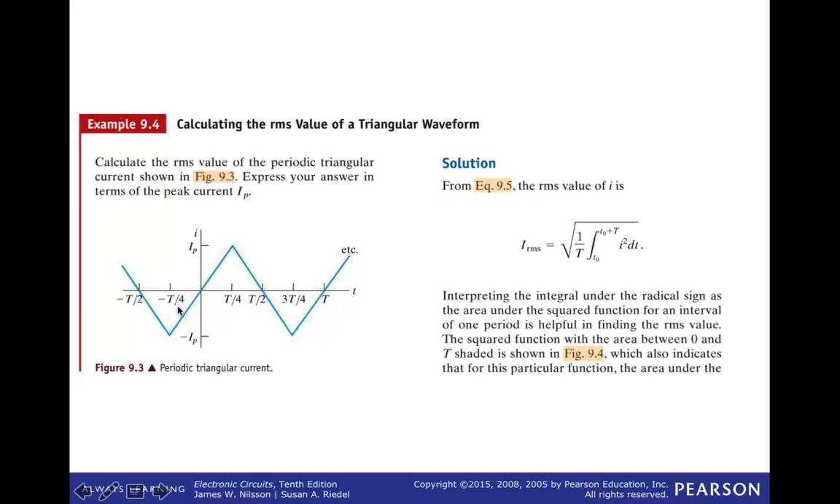Then you would need to find an equation for this line and plug it into the first integral for I, and an equation for this line and plug it into the second part of the integral for I, and then you could do the procedure. So just to point out then, you can indeed find the RMS value, and if you do that, you will not get I peak over the square root of 2. You get something else, and the reason is this is not sinusoidal. It's a triangular waveform.